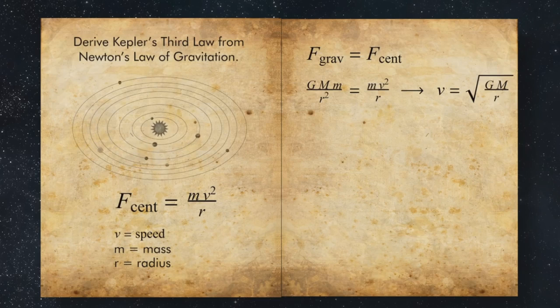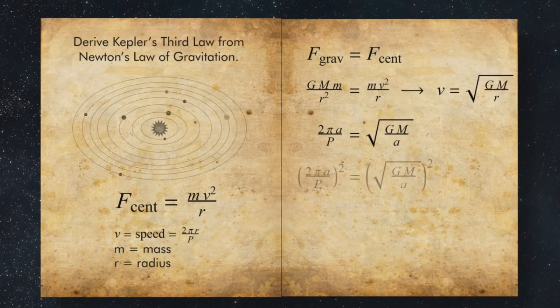Now, since we're considering a circular orbit at the moment, we also know that there's a relationship between the speed v and the orbital period p. The planet has to go around the whole circumference of the orbit, 2 pi r, in the time p, so the speed must be equal to 2 pi r over p. And if we substitute that into our force equation from before and use the semi-major axis a as our distance from the Sun, now we're back to elliptical orbits, we have 2 pi a over p equals the square root of G times M over a.